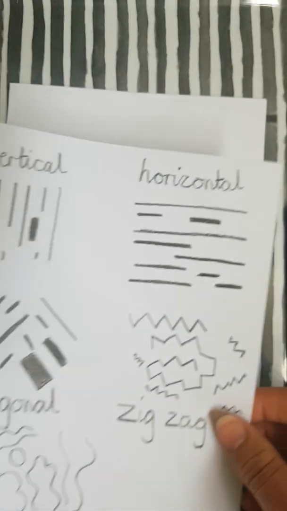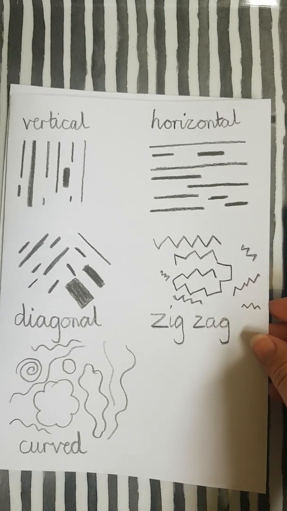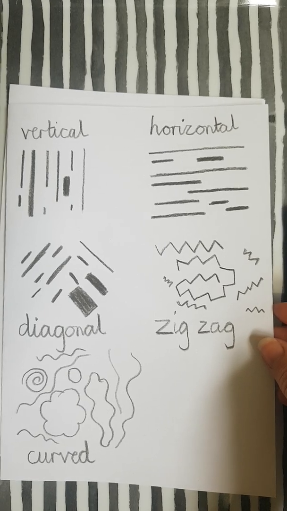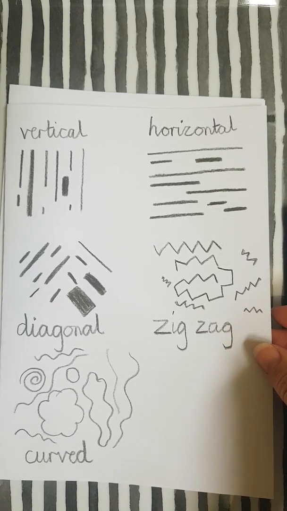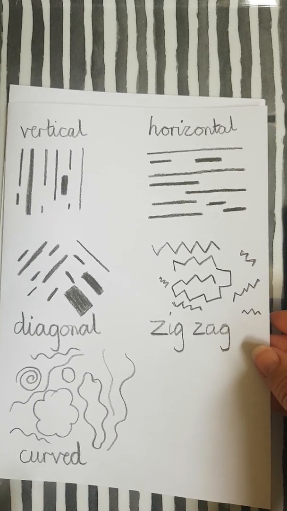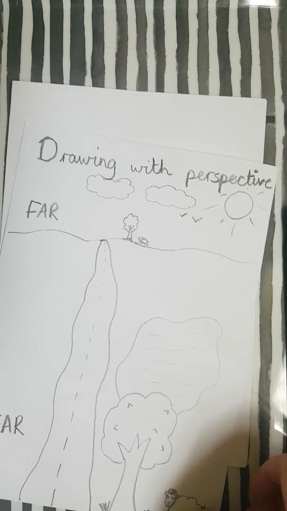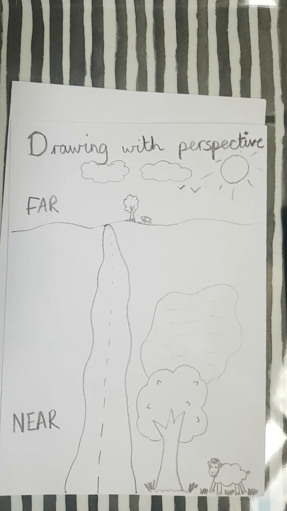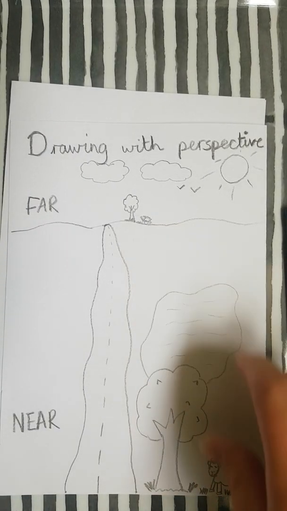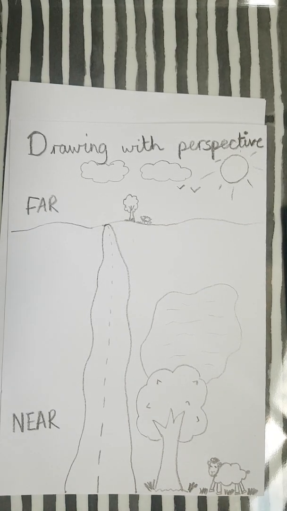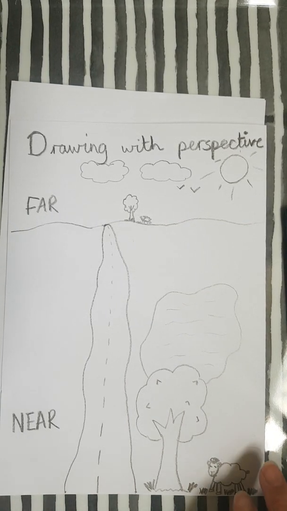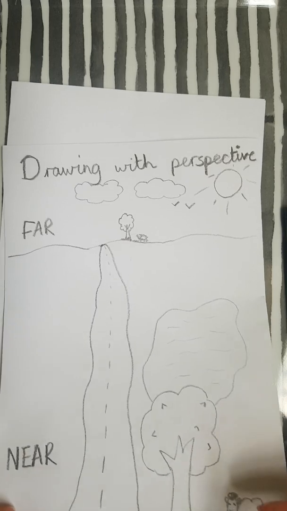On Monday we practiced our different types of line: vertical, horizontal, diagonal and zigzag, and the curved one. And then yesterday we had a drawing with perspective, so we looked at objects that are near and far away and how that disappears into the horizon. And today we're going to have another go at using our lines to draw landscapes.